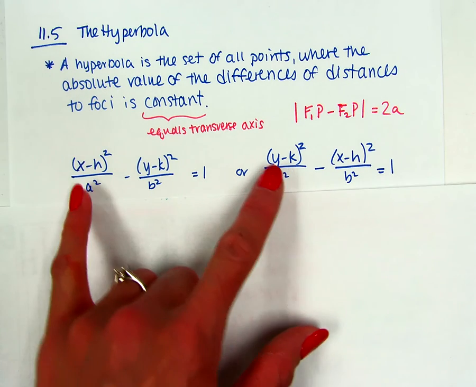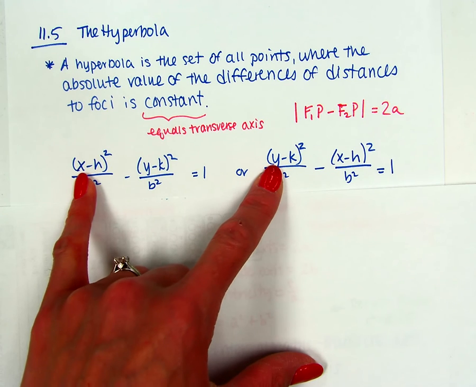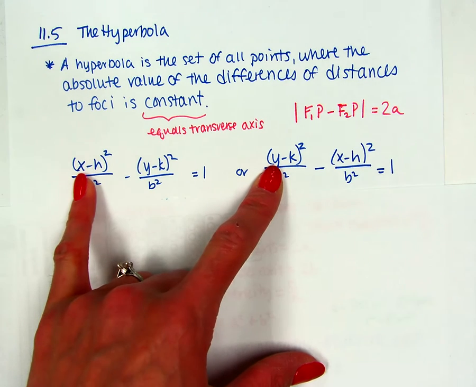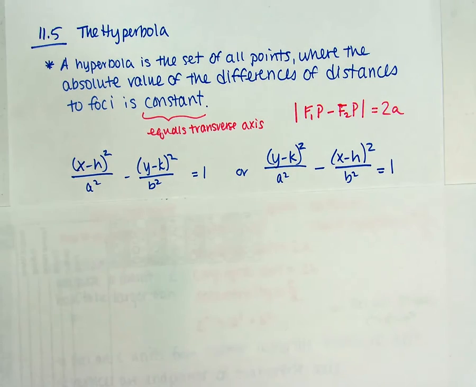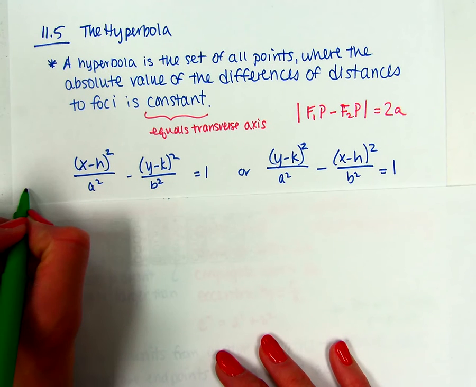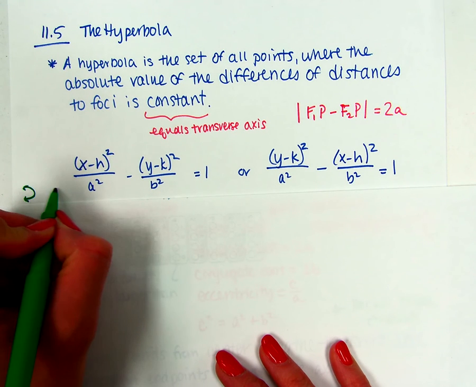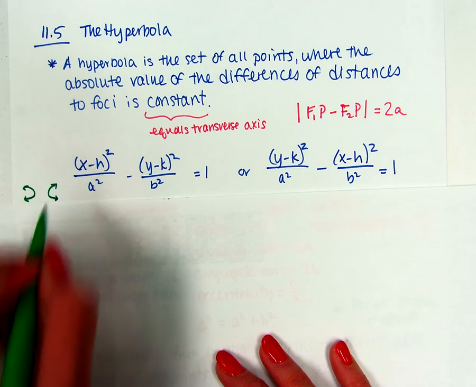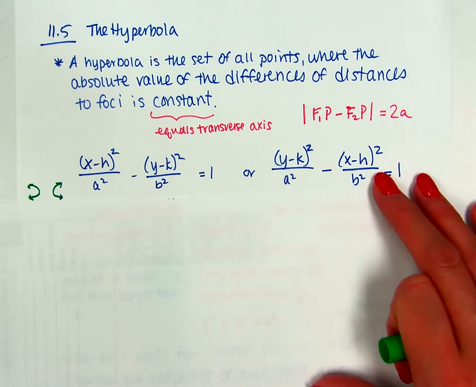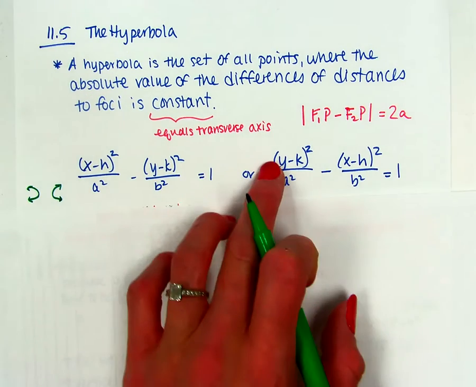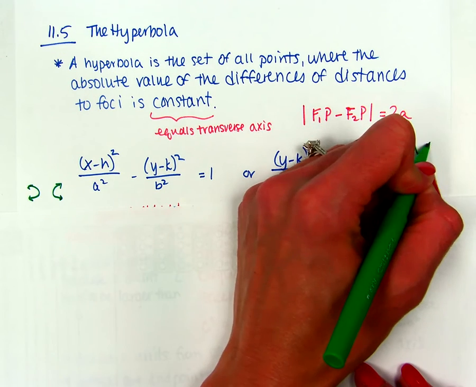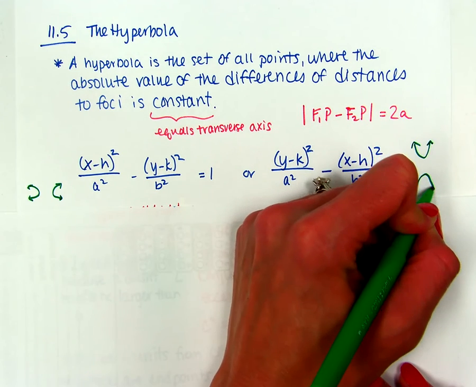For a hyperbola, the most important thing to look at is what variable comes first. So if you have an x that comes first, then this is a hyperbola that opens left and right. Okay. If you have the y that comes first, it would open in the y direction, which means that it would open up and down.